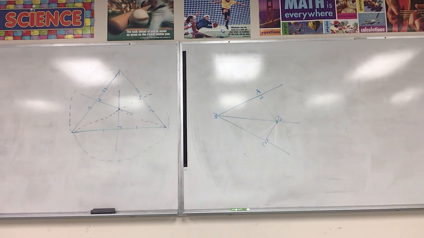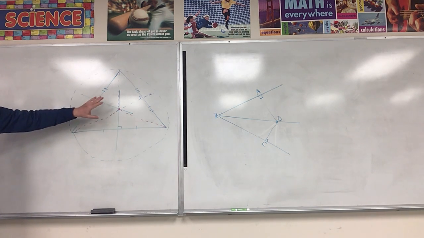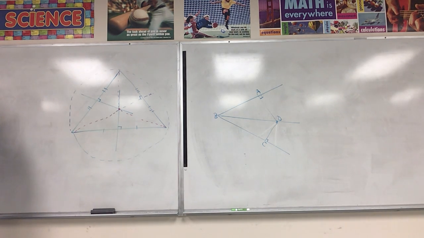Now we talked about three different ways that we could have a circumcenter. If I have an acute triangle, where would the circumcenter be? In the middle. All right, it would be inside the triangle. If I have a right triangle, where would the circumcenter be? On the hypotenuse in the middle. All right, on the midpoint. If I have an obtuse triangle, where would the circumcenter be? Outside. Outside the triangle.